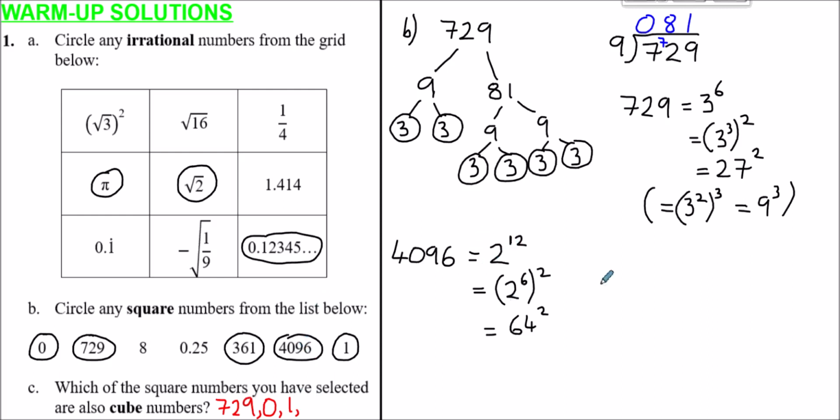4096 is 2 to the power 12. So using the power of a power rule, we could also say this is 2 to the power 4 cubed. 2 to the power 4 is 16. In other words, the cube root of 4096 is 16. And so that also is a cube number.